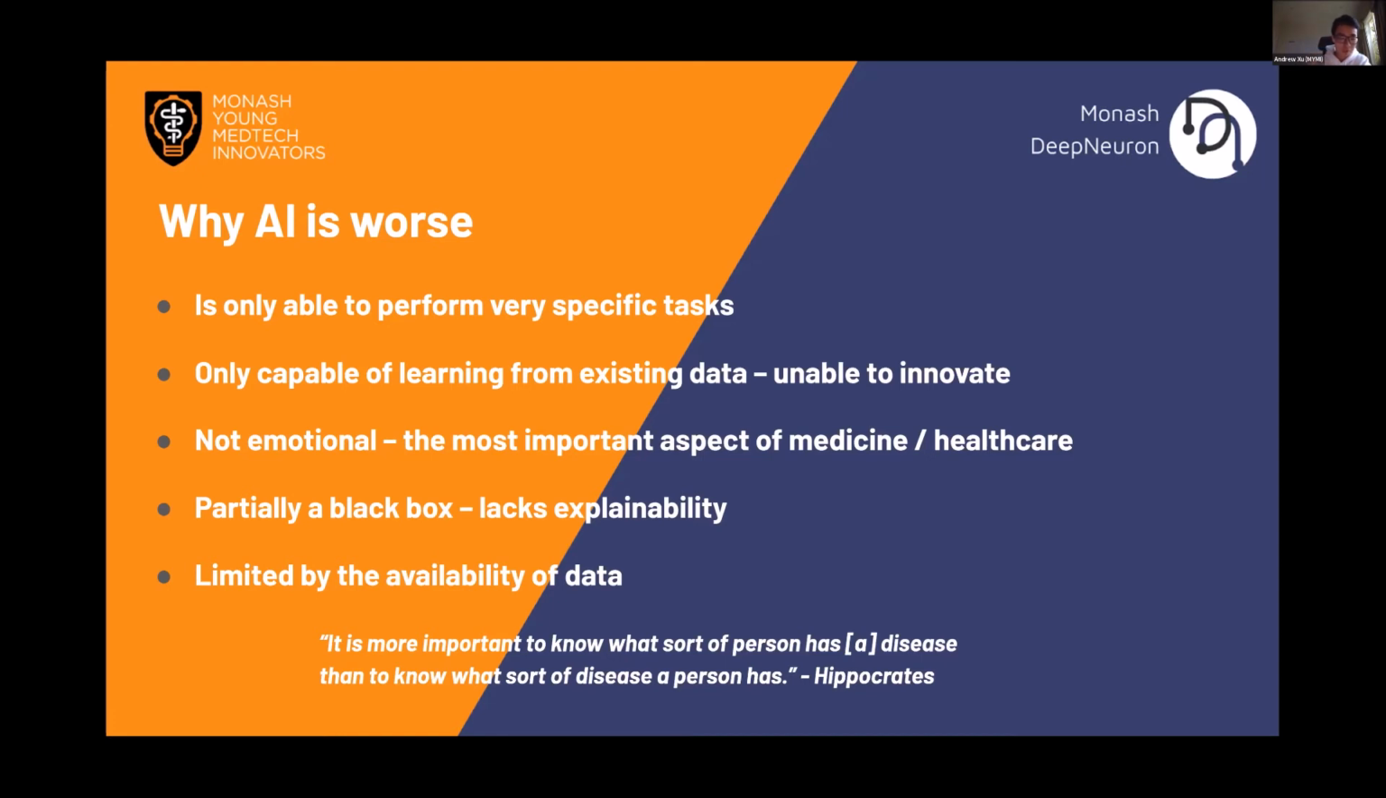And if we use a neural net, we can't just say, oh, I don't know, the machine did it. That's not a good thing to do. And yes, the last point is that it's limited by the availability of data. So if you don't have enough data, you can't make a neural net to begin with.